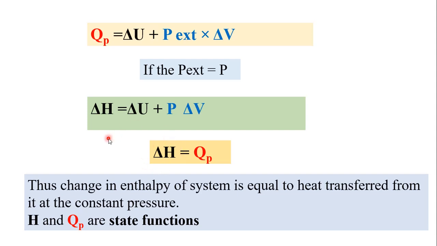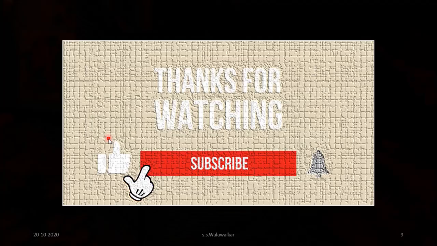It depends upon the initial state and final state. How the change is carried out is not important, but the initial state and final state are important. So delta H is equal to H2 minus H1, and therefore it is a state function. Its values depend upon the initial state and final state of the system. And as QP is equal to delta H, QP is also a state function, remember that. So thank you for watching.